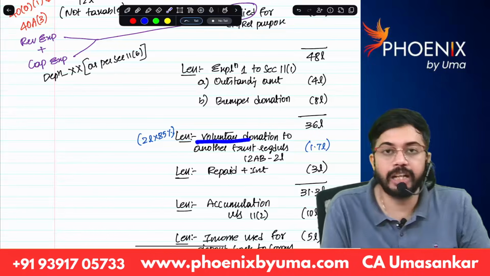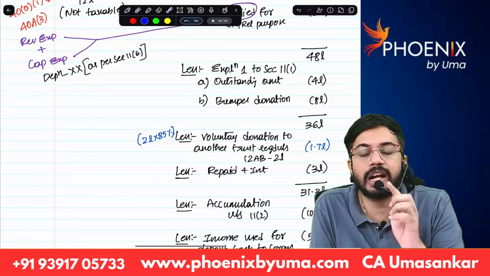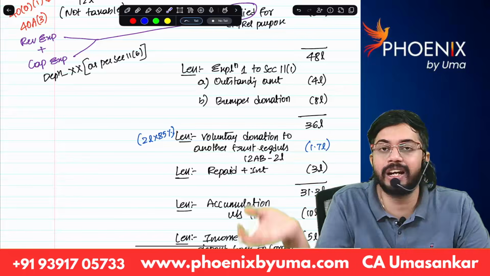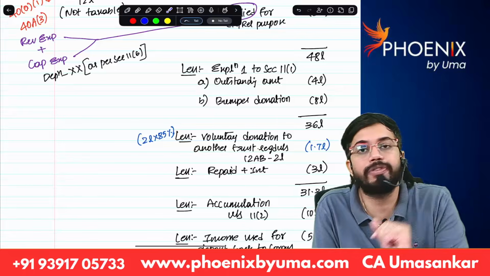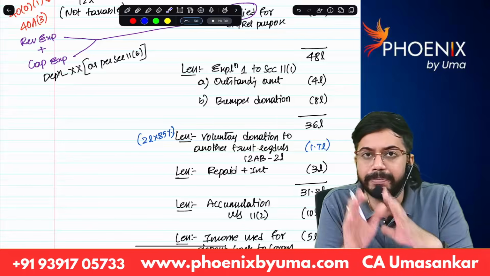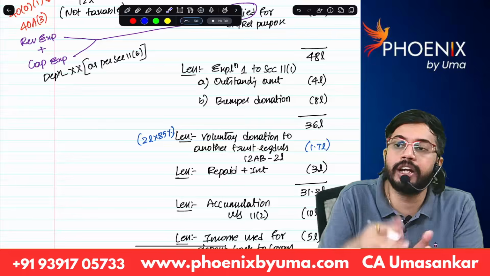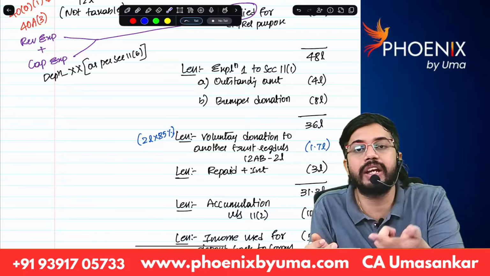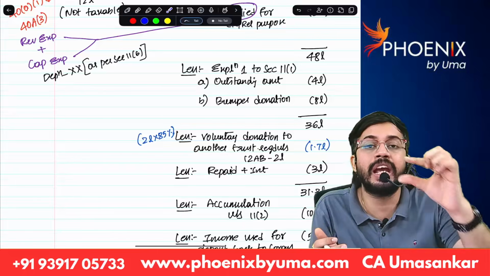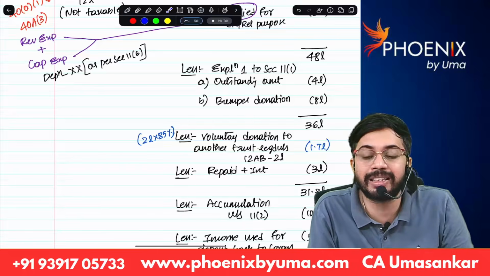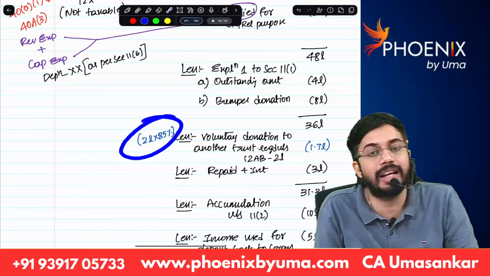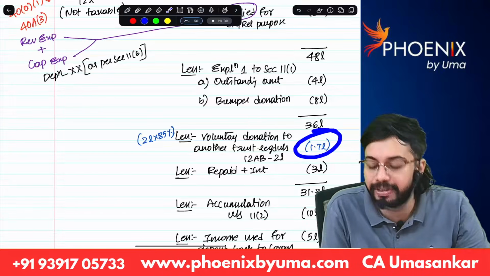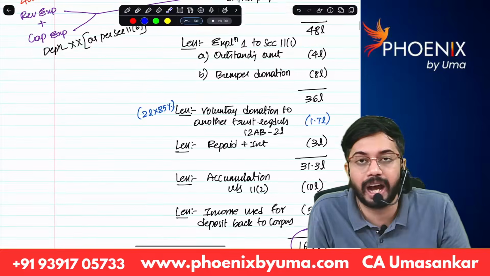Voluntary donations. That means if one trust registered under section 12AB gives donation to another trust also registered under section 12AB, the nature of donation should be voluntary donation. So simply one trust giving voluntary donation to another trust registered under section 12AB. Total donation given is not treated as applied. Only 85% of donation is treated as applied. So if 2 lakhs donation is given, 2 lakhs is not treated as applied. 2 lakh into 85%, 1.7 lakhs will only be treated as applied. Are you able to understand?